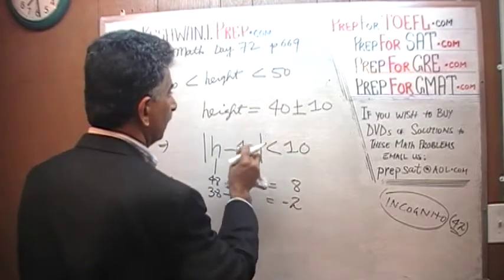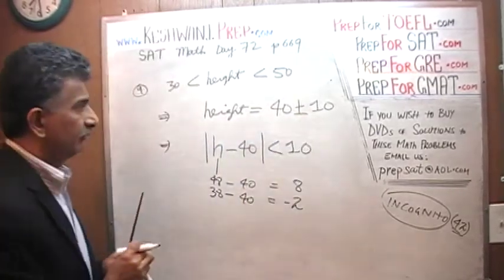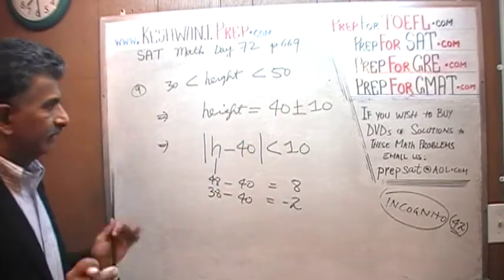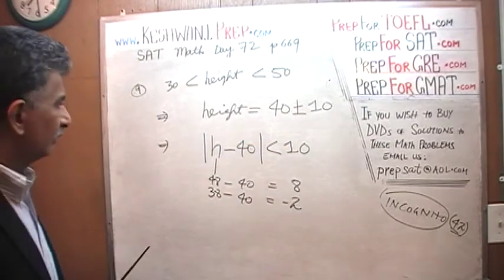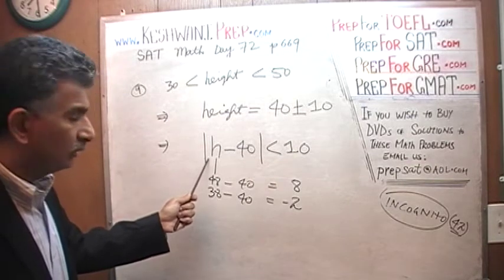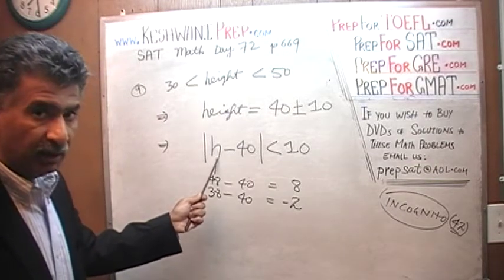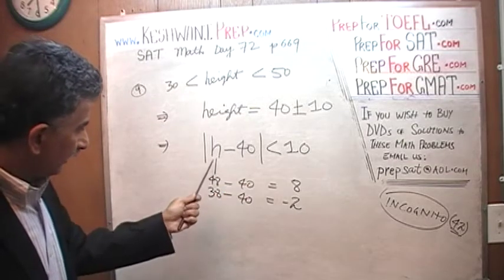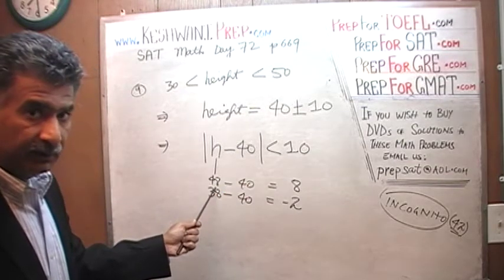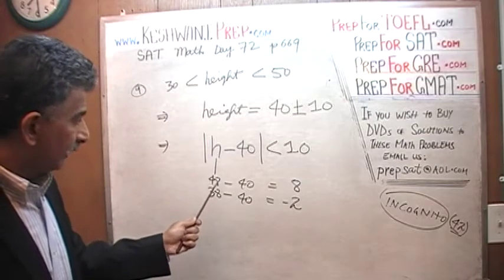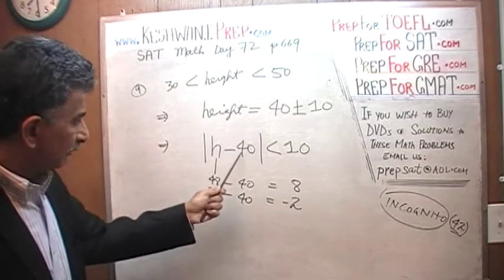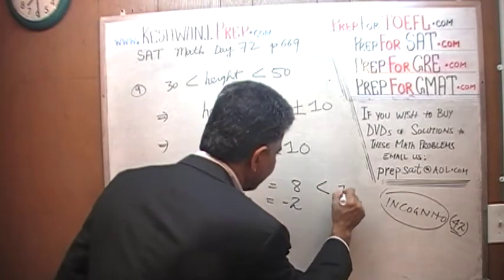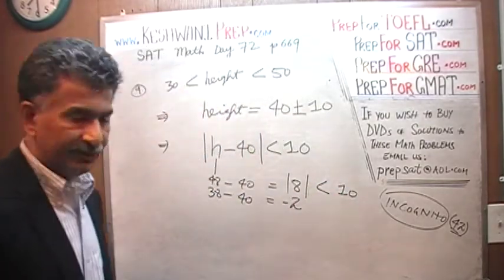This was wrong. So this part still holds there. The height has to be 40 plus or minus 10. I'm going to leave it there even though technically it's not true there. And therefore the absolute value of the actual height of the child minus the midpoint has to be less than 10. As you can see here, if the child happens to be 48 inches tall, then 48 minus 40 is going to be 8, which is less than 10. The absolute value of 8 is less than 10.